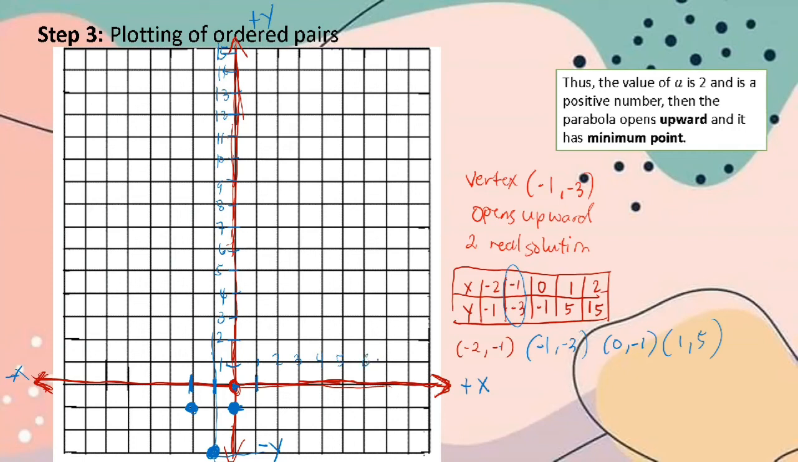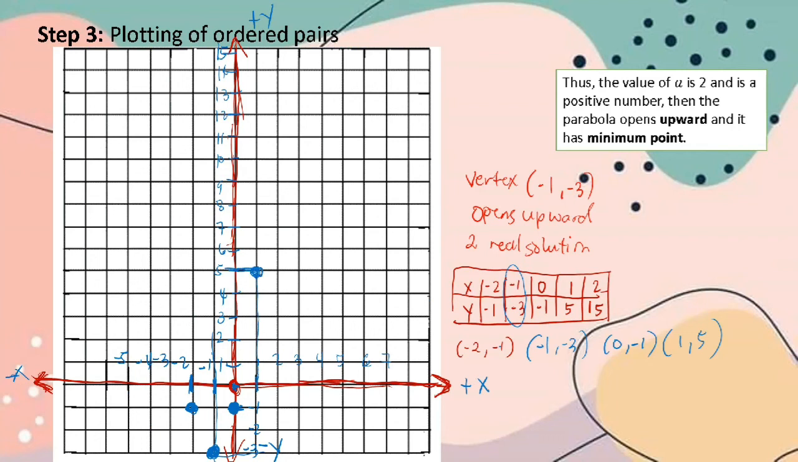Yung below natin, negative 1, negative 2, negative 3. Then on the left side natin, negative 1, negative 2, negative 3, negative 4, negative 5, and so on. So now, na-plot na natin yung 0, negative 1. Let's proceed with 1 and positive 5. So, yung 1 natin ay eto. And then, positive 5 natin, eto. So, dito siya nag-intersect or the coordinate is 1 and 5.